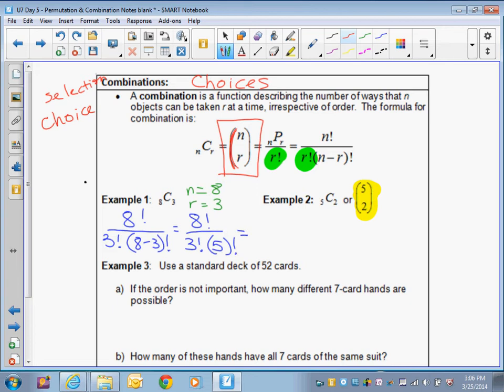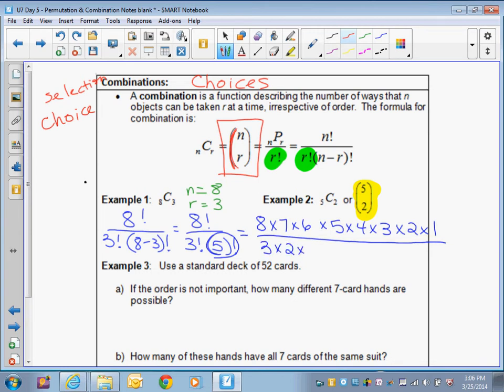So on the top, if we have 5 factorial, I know that I'm just going to be left with an 8, a 7, and a 6 on the top because the rest of it will cancel out with the denominator. And I'll write it all out again. We have 3 factorial times 5 factorial. And these 5 factorials will cancel on both top and bottom.